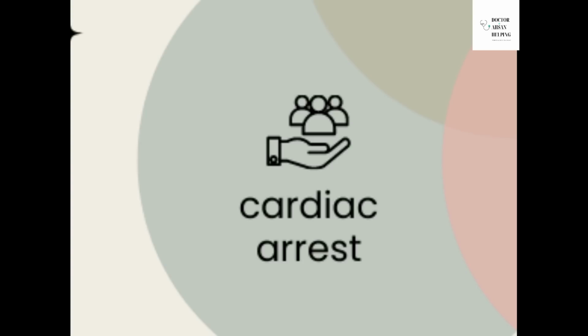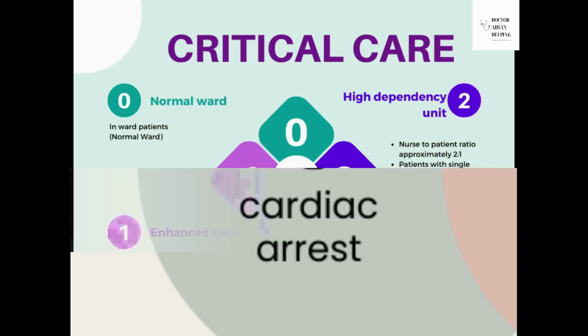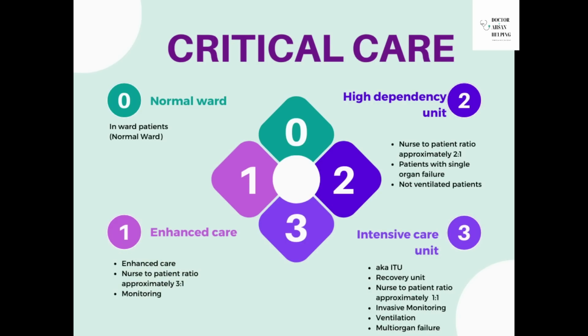So in critical care, we have 4 levels: 0, 1, 2 and 3. Level 0 includes the normal ward, which includes in-ward patients, which you can remember as normal ward. The level 1 care is known as enhanced care. In enhanced care, the nurse to patient ratio is 3 to 1. Monitoring is being done and so on.